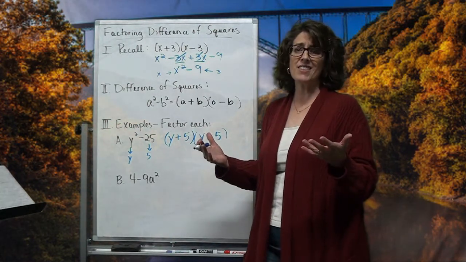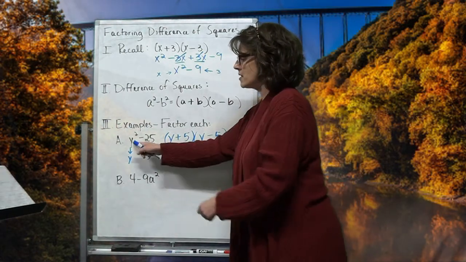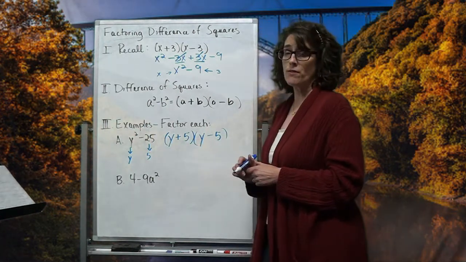You can always check this with FOIL, but remember, I don't need to worry about these front 2. I guarantee it's a y squared. I don't need to worry about the back 2. I guarantee that's a minus 25.